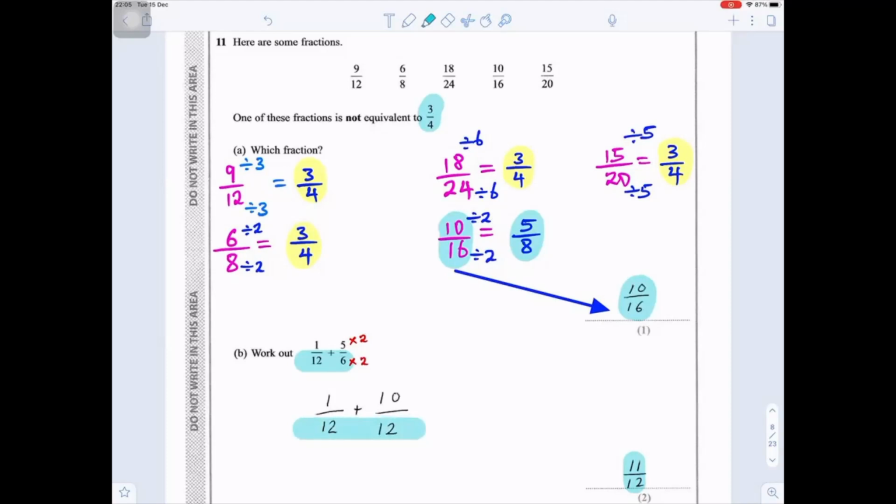You add the numerator. 1 plus 10 gives you 11, and then the denominator is 12. So your answer is 11 over 12.